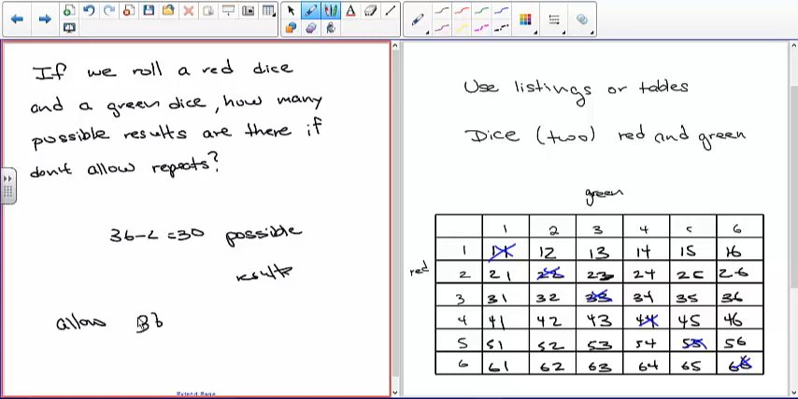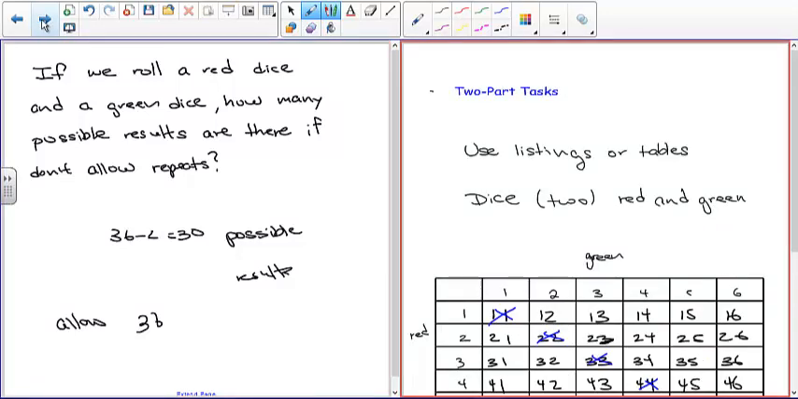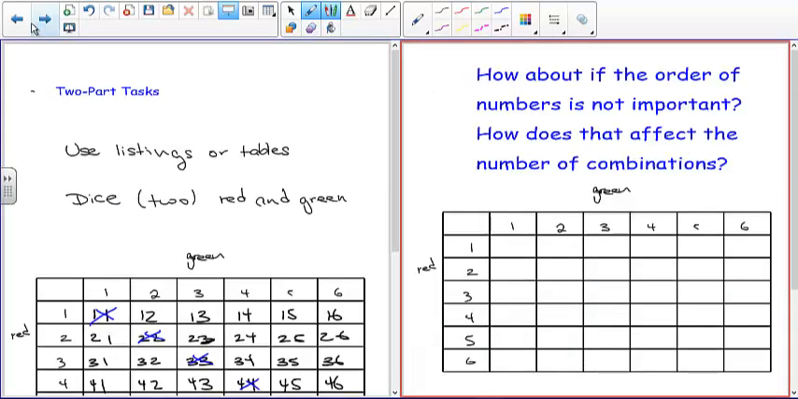Okay. But the key thing is we've made a table so that we have a systematic approach to listing all the possibilities and then eliminating the ones that don't apply to our particular question. Okay, now it says, what about if the order of numbers is not important? So that's a good question.